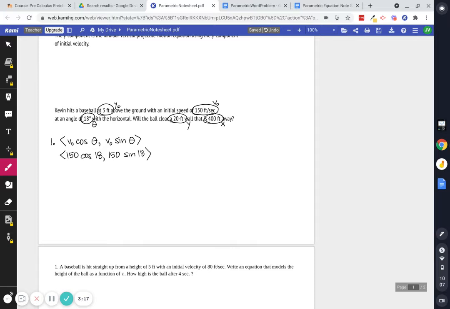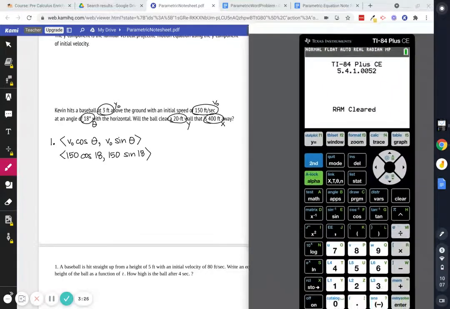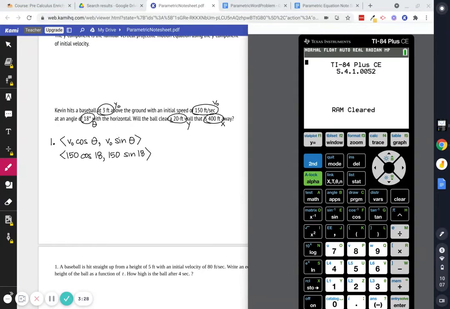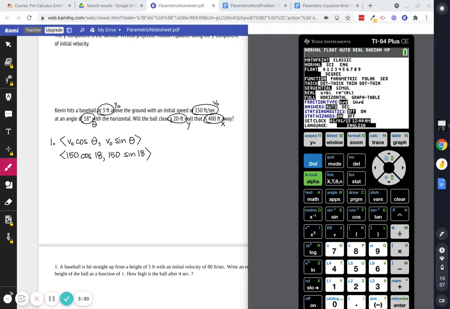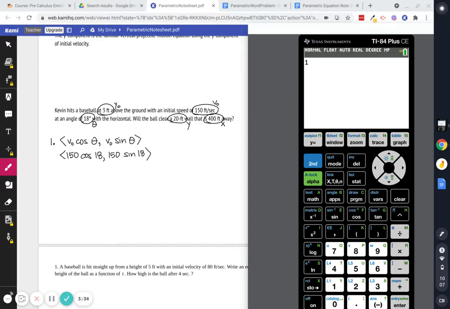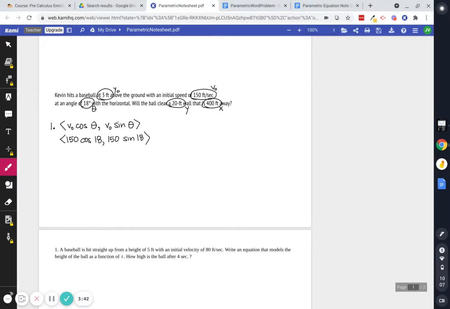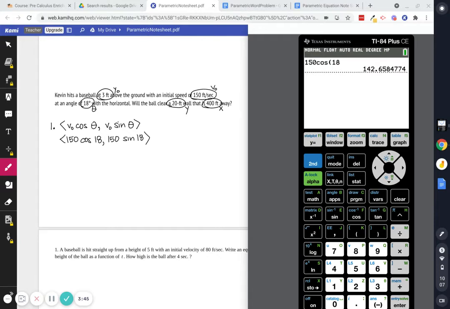And so now we can actually figure out what that is according to our calculator. I'm going to get into my calculator, and my calculator is kind of just chilling over here. Hopefully you can see it. I'm going to go into degrees because that's what this question is asking. But I've got 150 cosine of 18 degrees. So in the horizontal direction, I've got something that disappeared. 142.66, we're going to say.